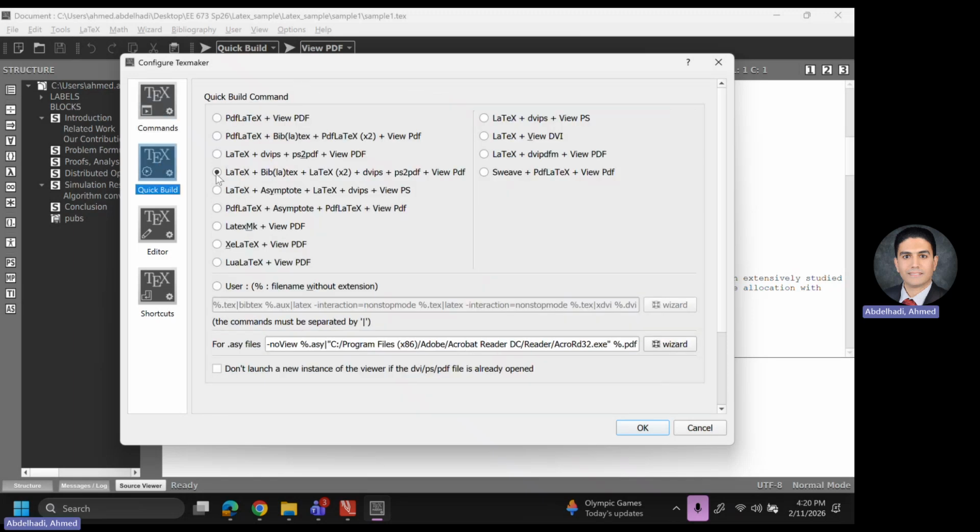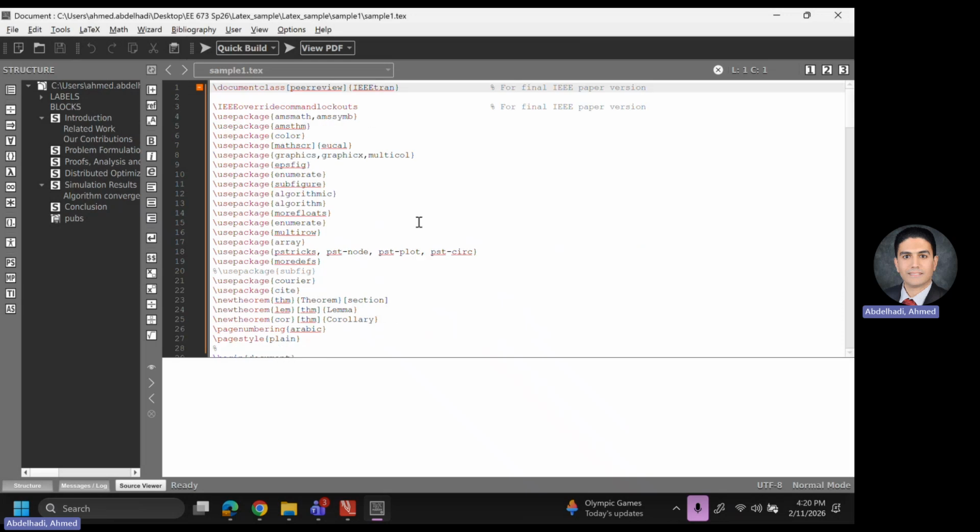The one I usually use is this one, which starts with LaTeX, BibTeX, LaTeX, and then DVI to PS, PS to PDF, and then view PDF. So if we choose this one and then run it, you will find that it starts a process of compiling the file.